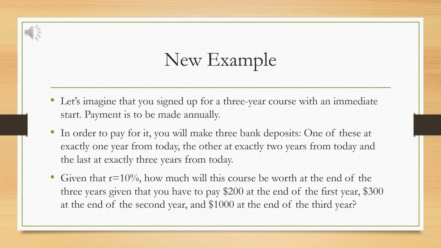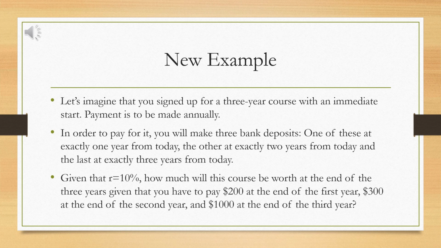Let's imagine that you signed up for a 3-year course with an immediate start. Payment is to be made annually. In order to pay for it, you will make 3 bank deposits. One of these at exactly 1 year from today, the other at exactly 2 years from today, and the last at exactly 3 years from today.